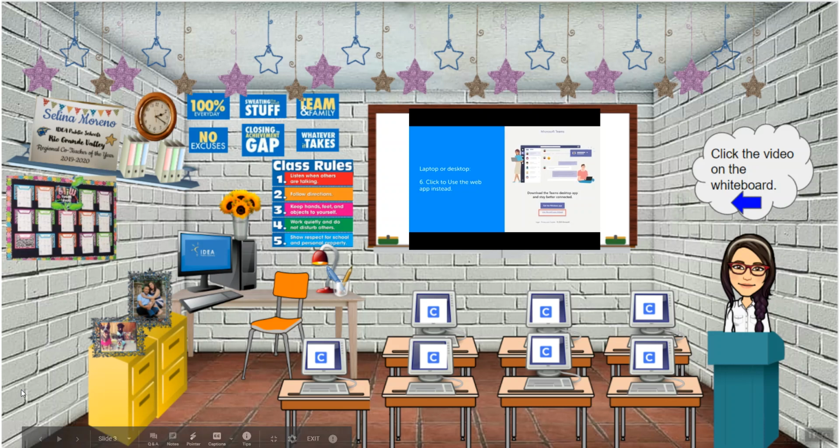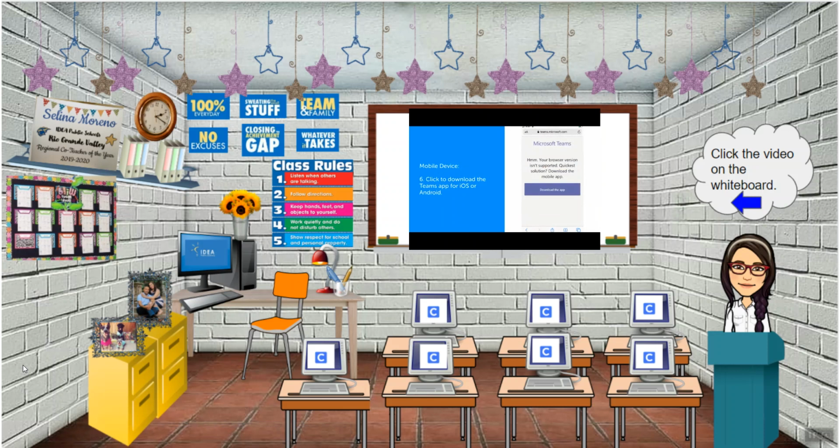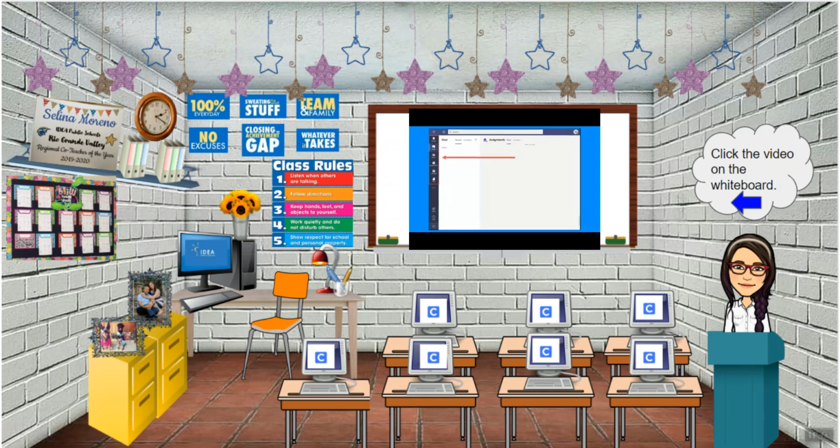If you are using a laptop or desktop, click on Use the web app instead to continue to the web version of Teams. If you are using a mobile device such as an iPad or Android phone, click the link provided to download the Teams app. You will know you are in Teams when you see a purple menu like this on the left side. This is called your Me Space and will help you get around in Teams.